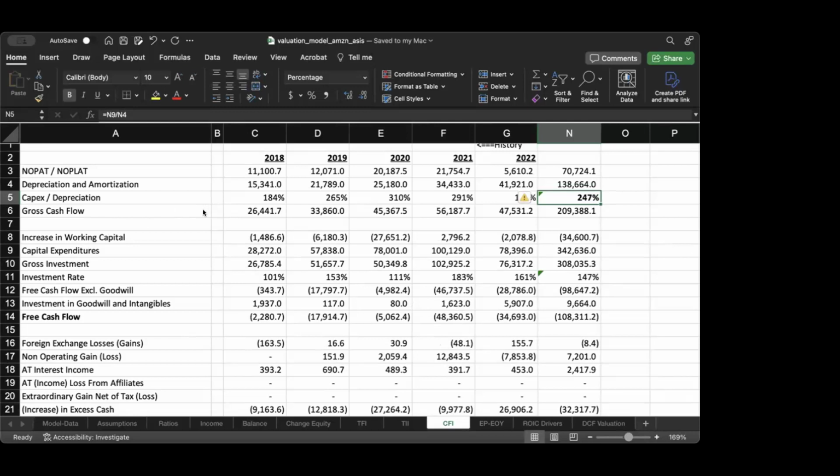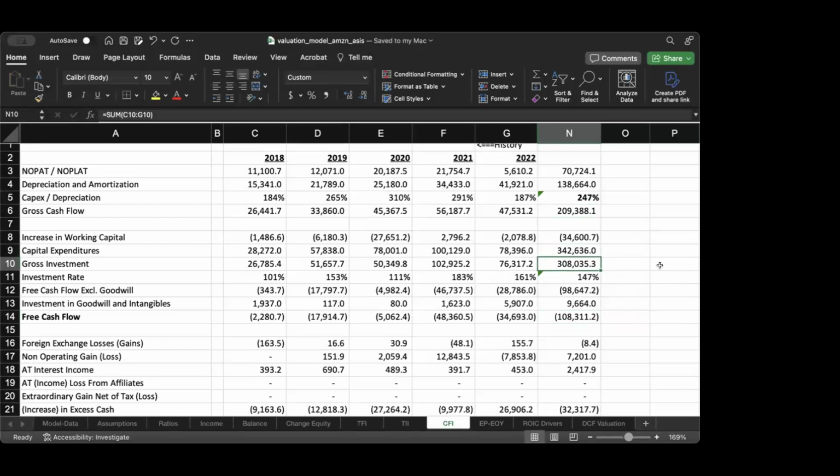Sure. Okay, so we can see that the total free cash flow for Amazon for the 5 years is negative $108 billion. We can see that they had a gross cash flow of positive $209 billion over those years. And they had large capital expenditures totaling $342 billion, which was more than their gross cash flow. They also had $308 billion of gross investment, which decreased their gross cash flow in the operating section.